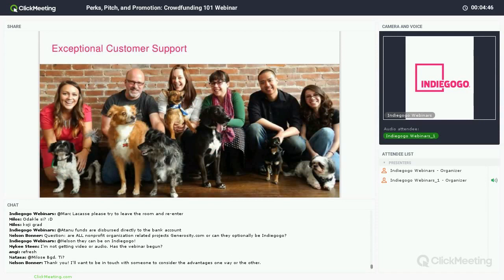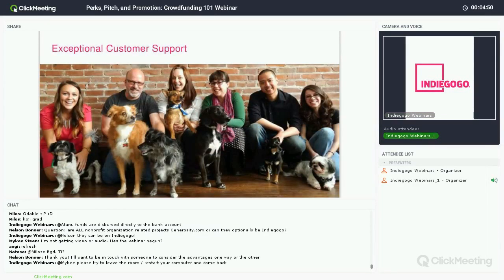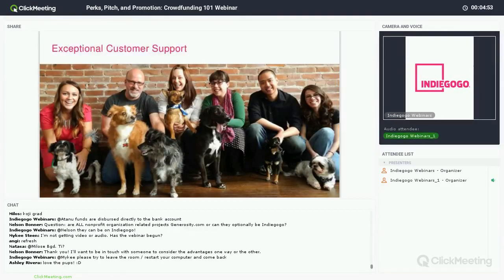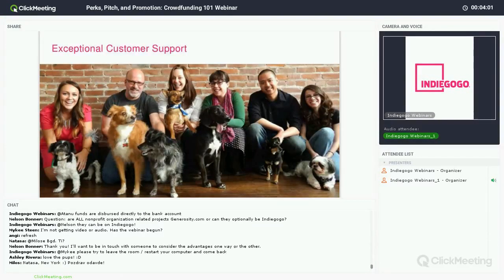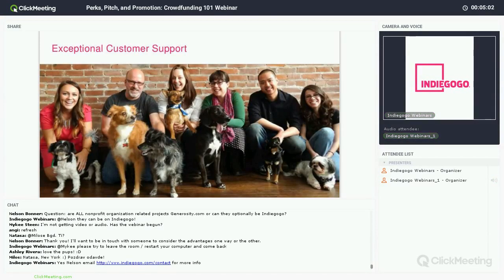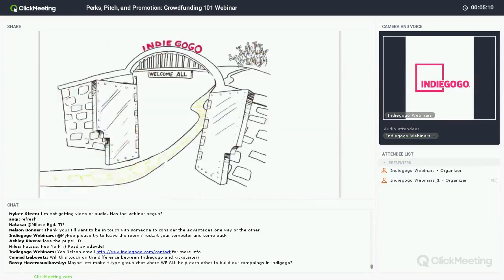Another great thing about us, we've got amazing customer support. This is some of our team. We've got lots of dogs running around, so we're all very happy people. We've got a customer support team that is available within 24 hours. It's not 24/7, but if you send in an email, someone will respond to you as soon as they possibly can. And everyone is really knowledgeable about how crowdfunding works and the ins and outs, and they're able to help you with whatever you might need support with.